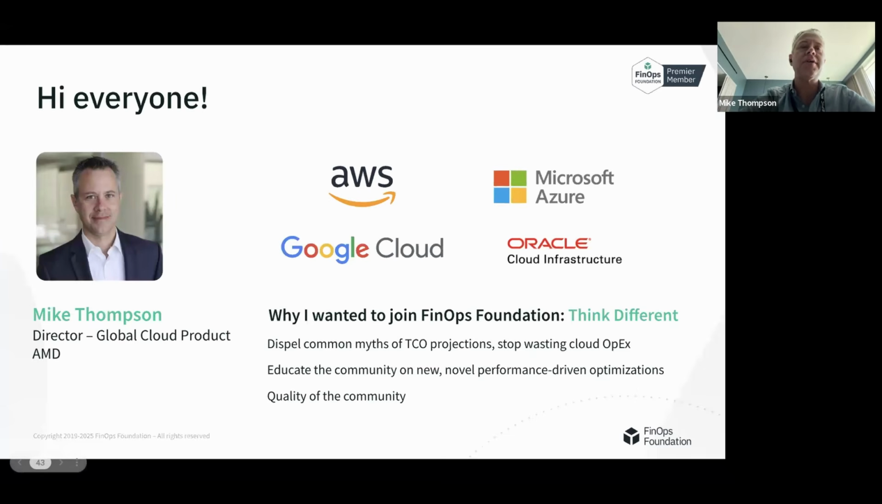I manage our global cloud product and business here at AMD for the hyperscalers, for the clouds that you see here. One of the big reasons that I and AMD wanted to join the FinOps Foundation was to help practitioners think different. There's a lot of legacy decisions that are often made when choosing cloud infrastructure. And so we wanted to help customers see beyond some of those legacy decisions so that they can make more efficient decisions. Dispel common myths of total cost of ownership projections in order to help stop wasting cloud OpEx, educate the community on some new and novel performance-driven optimizations that you can take advantage of in the cloud and even on-prem, and particularly for the quality of the community, like I mentioned a moment ago.